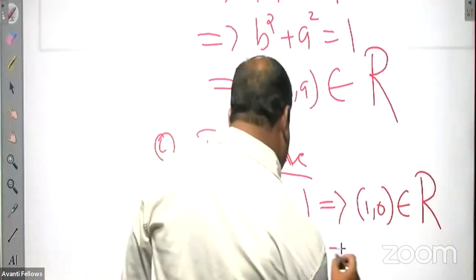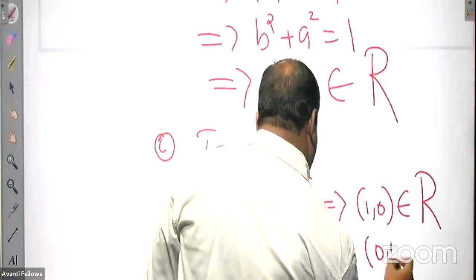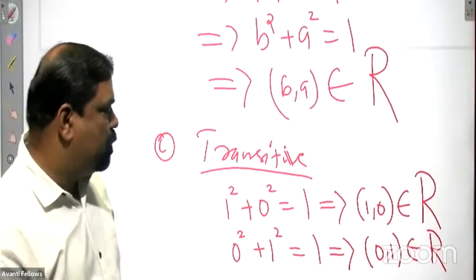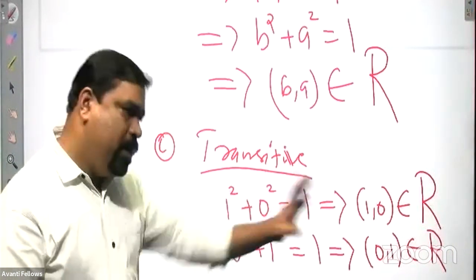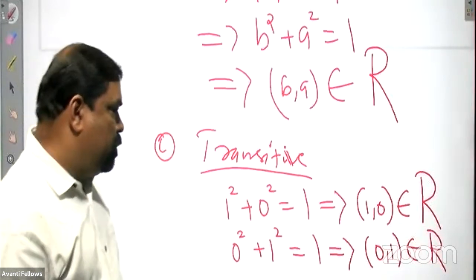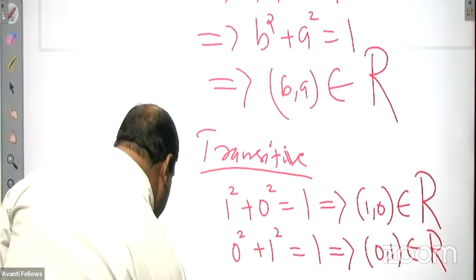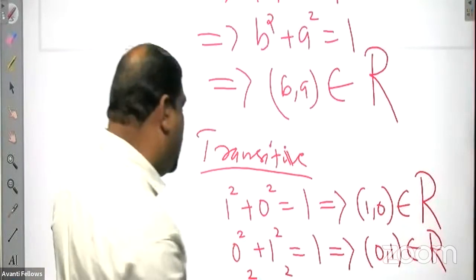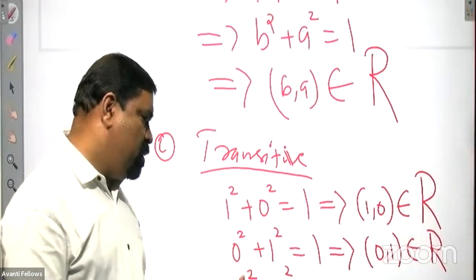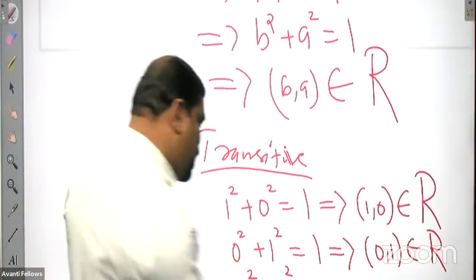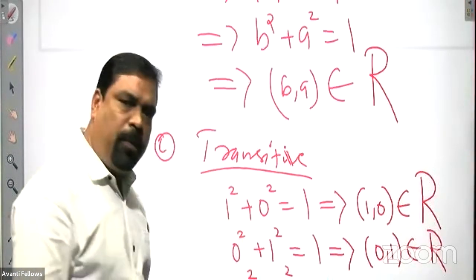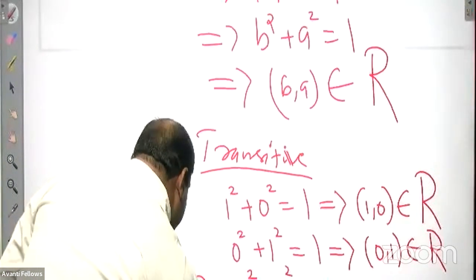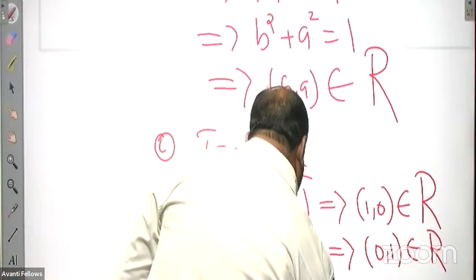Okay. That means 0 comma 1 is also in the relation, very clearly. So AB is there, BC is there. So what about AC? Is it true that AC means 1 square plus 1 square? A is 1, C is 1. So A square plus C square means 1 square plus 1 square equal 1. Is it true? It is not true, very clearly. So we have tried, but 1 square plus 1 square equal 1 is not true.